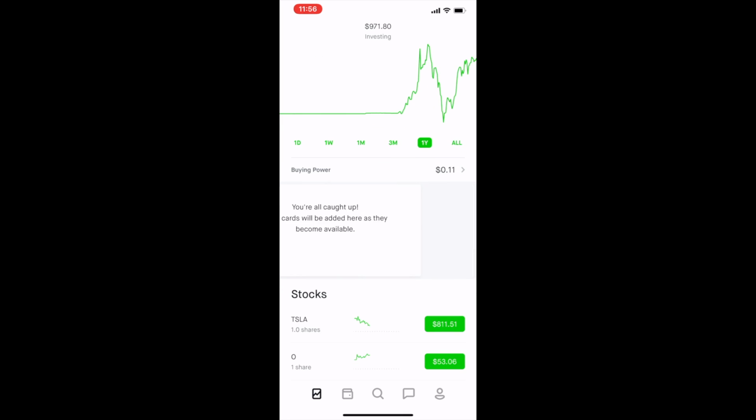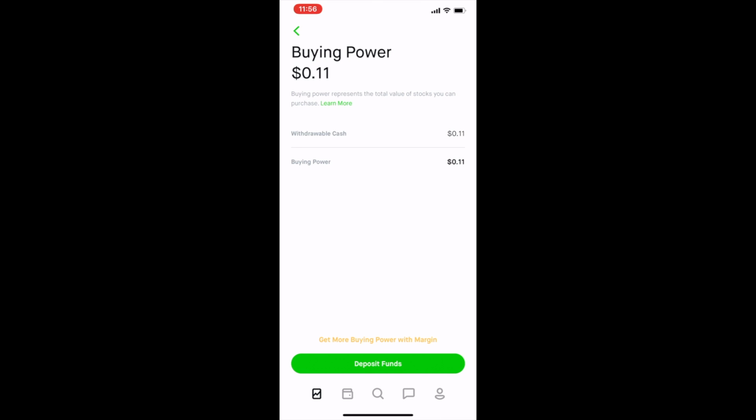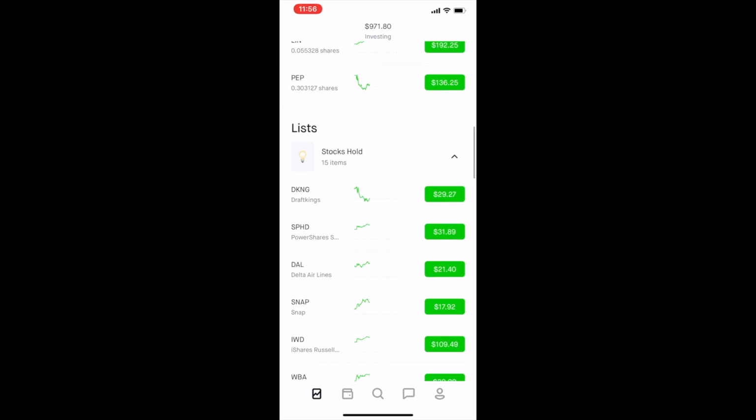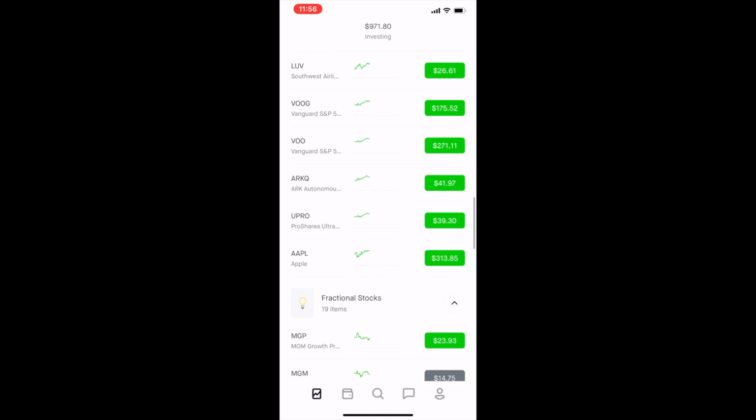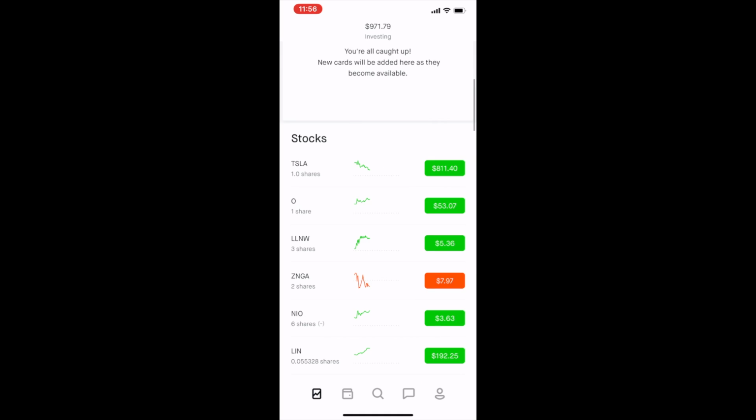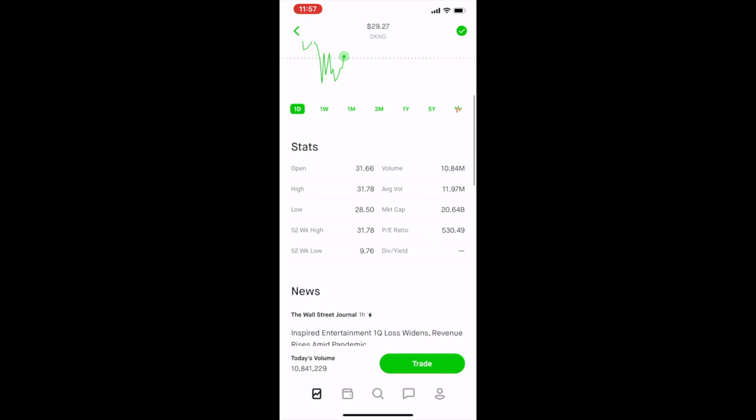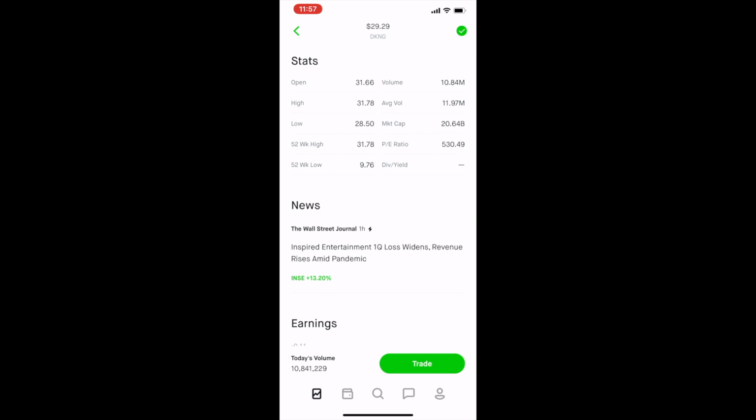Then you get news stories down here or price movements. You have your buying power, how much you have in your account. Then you can see your different stocks listed and your lists that you have created. Looking at a stock, we'll look at DraftKings, for example. It gives you your quotes. You can also do a candlestick for the day. Then you have your stat movements for your open, close, high, 52-week high and low, PE ratio, and a dividend yield if there is one.